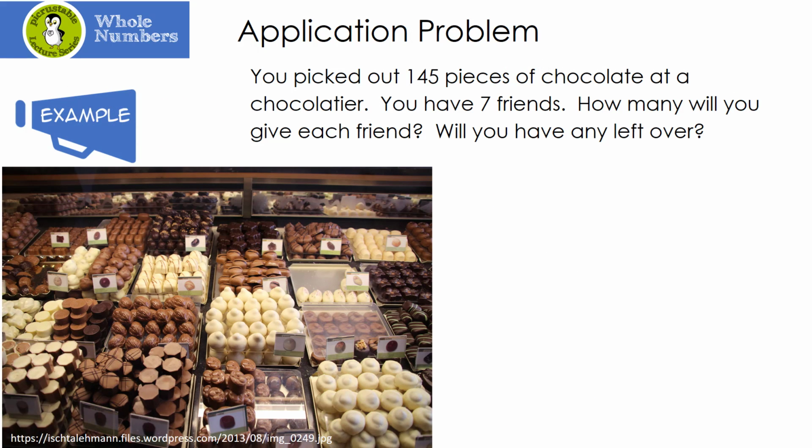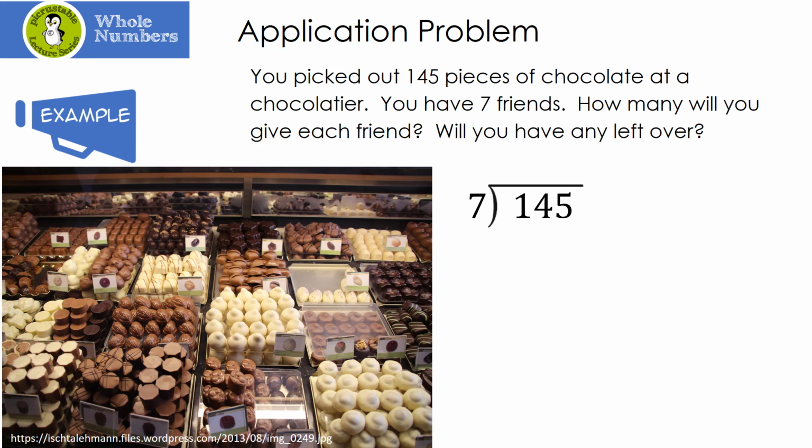Before we get too far, let's do a couple application problems. You picked out 145 pieces of chocolate at a chocolatier. A chocolatier is a place where they make chocolate. You have 7 friends. How many will you give each friend? Will you have any left over? Well, let's figure this out. We're going to take 145 and we're dividing it by 7 friends.